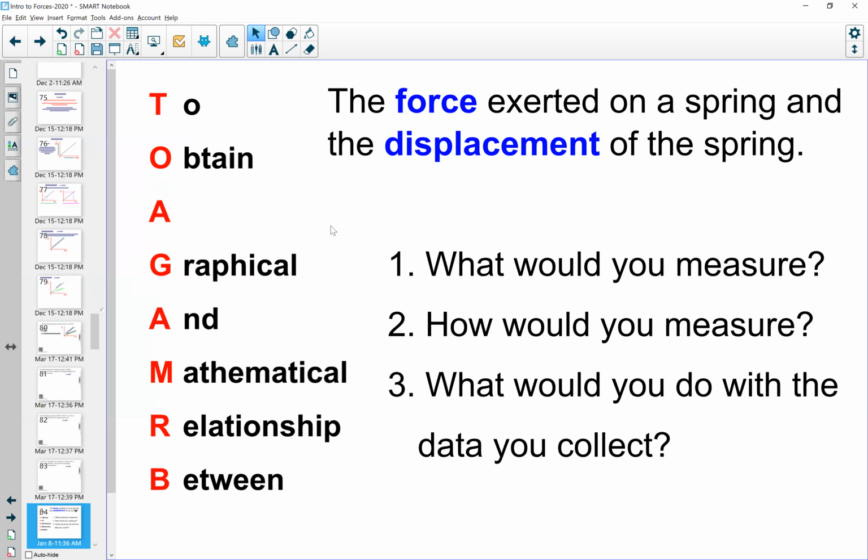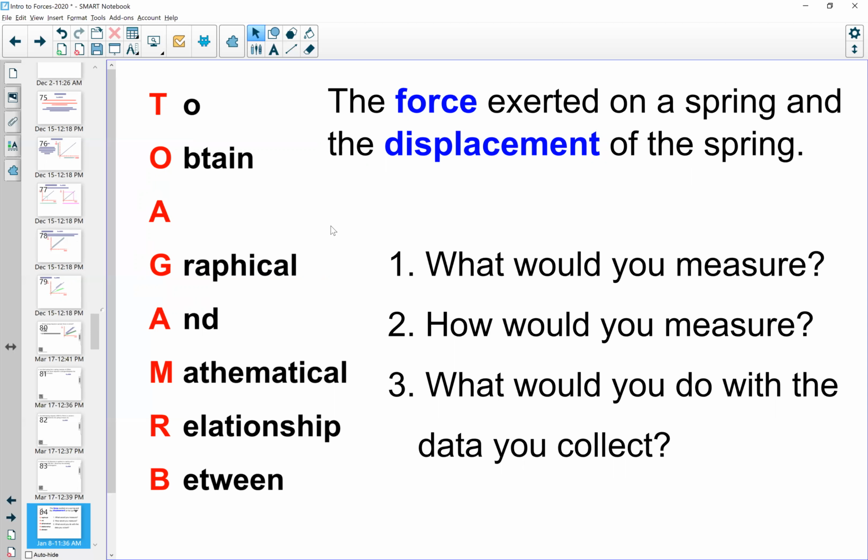I've had 4 or 5 different good procedures come up in the previous classes. So there's not a single way to do it. So don't get too hung up on, oh, what if we're doing it wrong? See what you can think about. How would you figure out the relationship between the force you exert on a spring and its displacement?